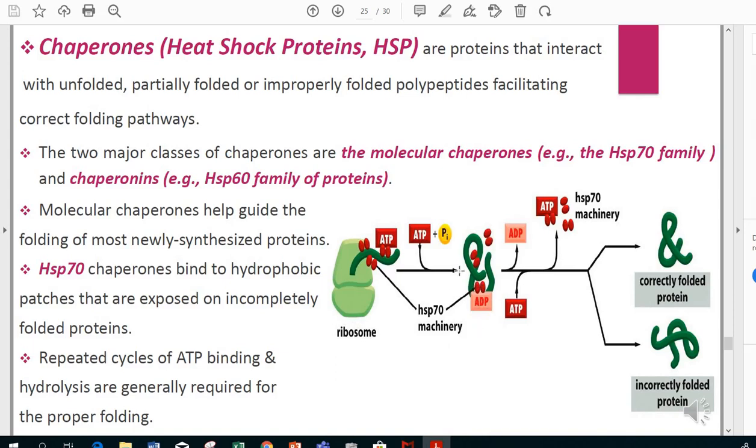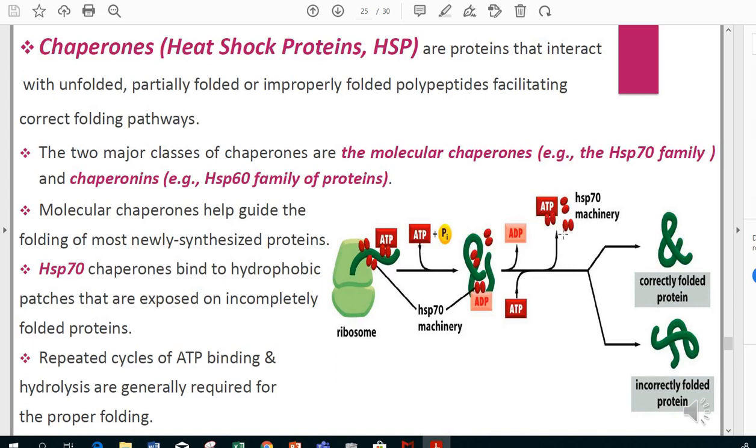machinery to guide the hydrophobic regions of the protein into the interior side of the protein like this, and finally make it a correctly folded protein. So it acts mostly on the newly synthesized protein. ATP is hydrolyzed into ADP, giving energy to the HSP70 machine, which is the red one, and this will guide the hydrophobic regions of the newly synthesized protein into the interior side of the protein away from the surface, and the hydrophilic regions remain on the outer surface of the protein, and this will consume ATP.